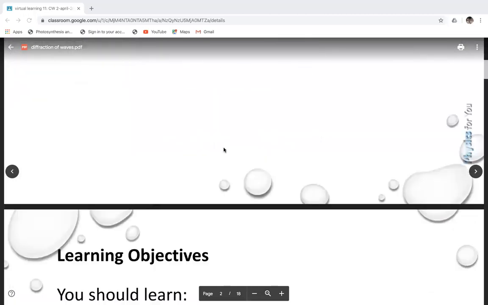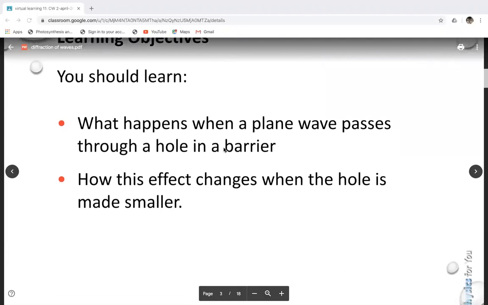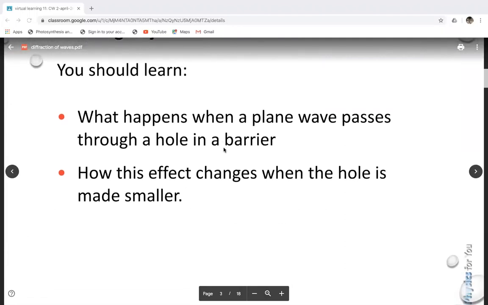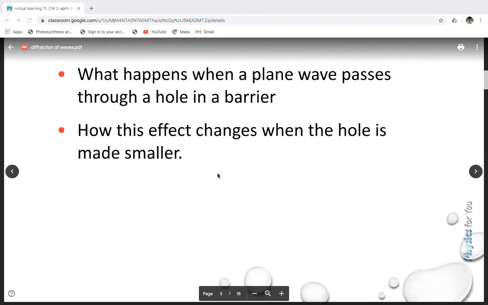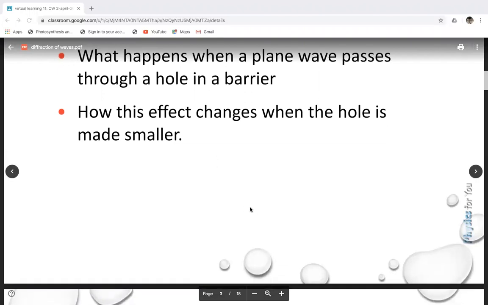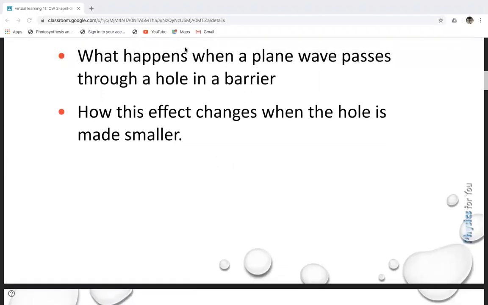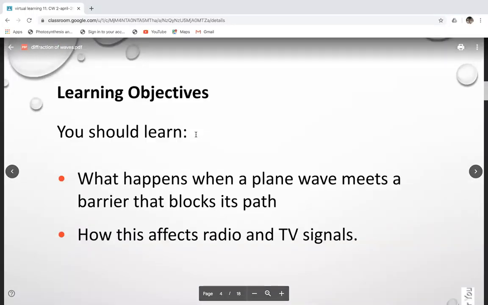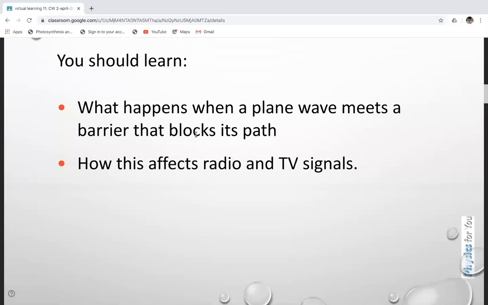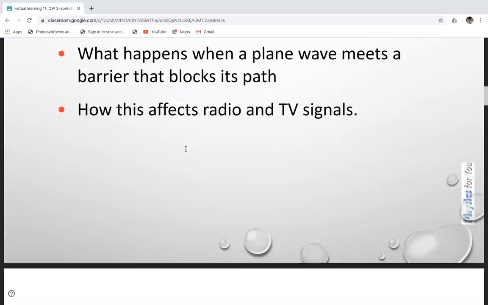Inside diffraction, you have to learn what happens when a plane wave passes through a hole in a barrier, and also how this changes when the hole is made smaller. To understand this, you also have to look at how it applies to a real-life situation. So we have to understand what happens when a plane wave meets a barrier that blocks its path, and also how this is going to affect radio and TV signals later.